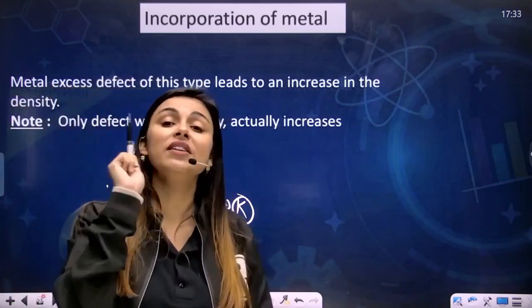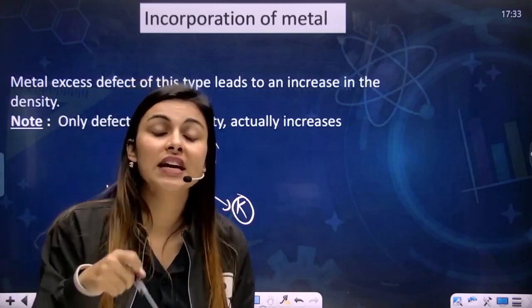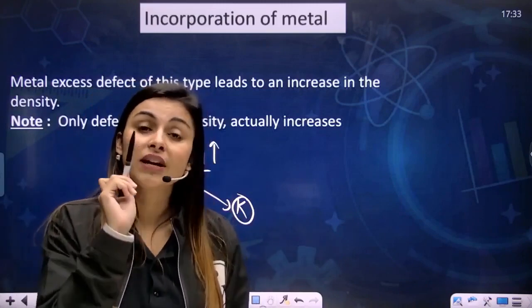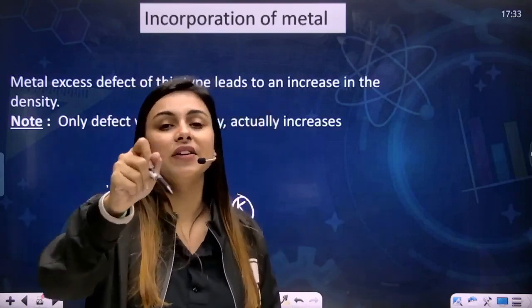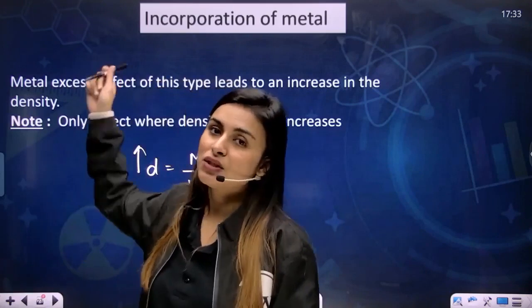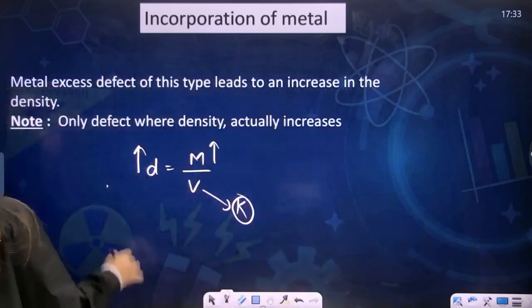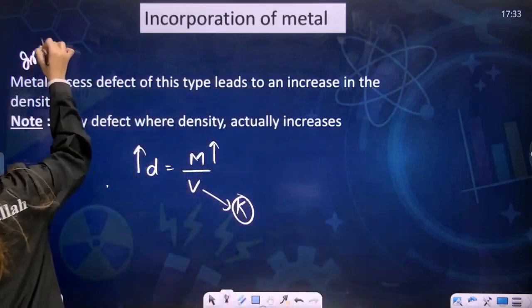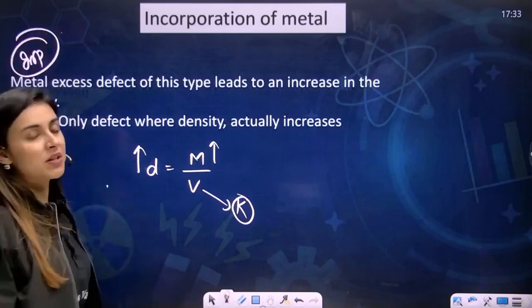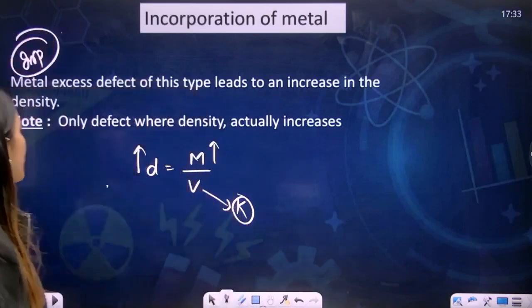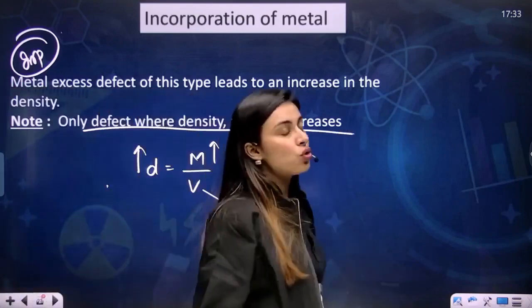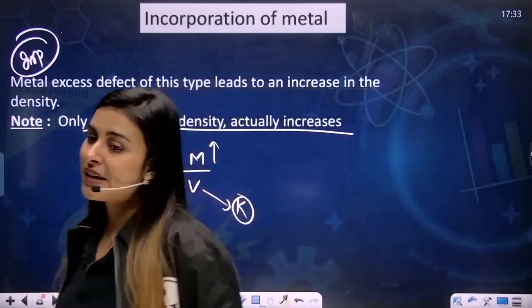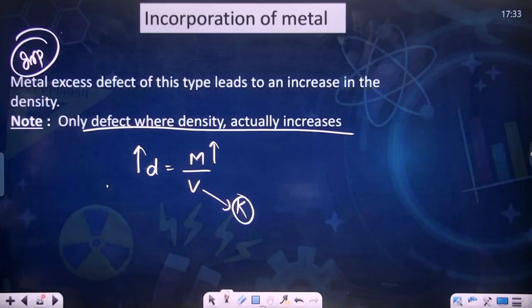And this is the only one defect where the density actually increases. And generally, the question is asked that which is that defect where density actually increases. It is your incorporation of metal. So it is very important because a question will definitely be asked from this particular part. Okay, let's see. Metal excess defect of this type leads to an increase in density. Only defect where density increases. So this is something very important. Please write it down and then we'll move forward.